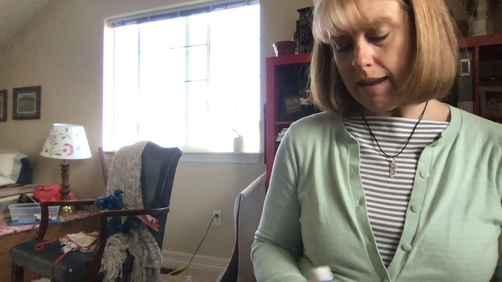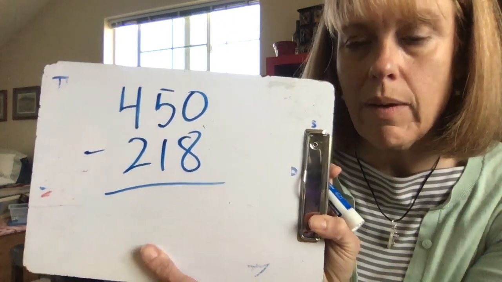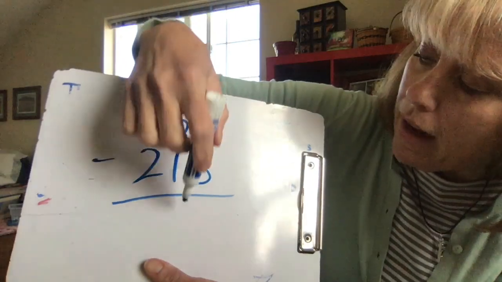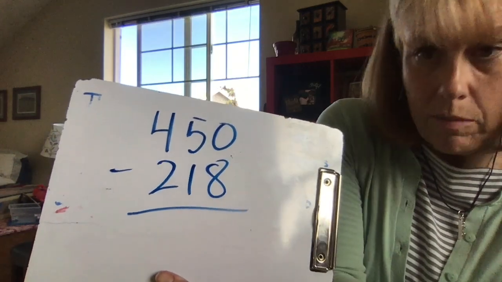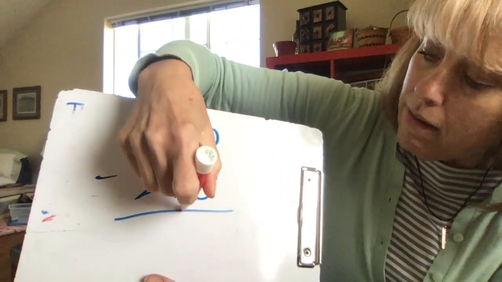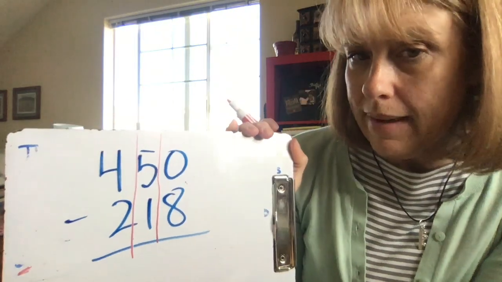450 minus 218. So 450 minus 218. I'm still going to go ahead and line up my numbers. Okay, some of you are doing this and some of you have got it. Some of you are not quite there yet, so get your tools out, make some tools. But if you are there, let me show you how to do this. Okay, still keeping my columns nice and straight.